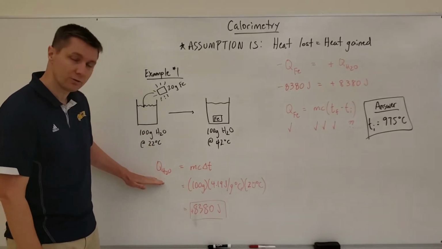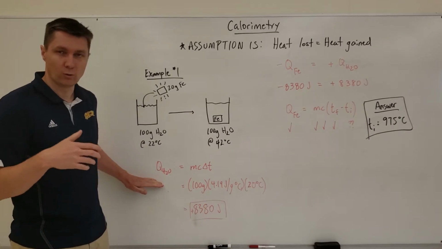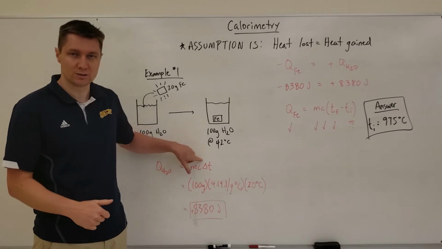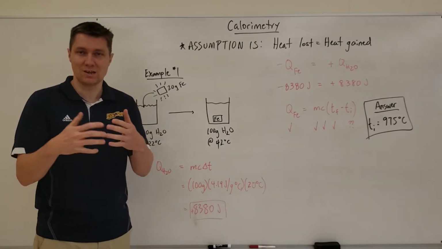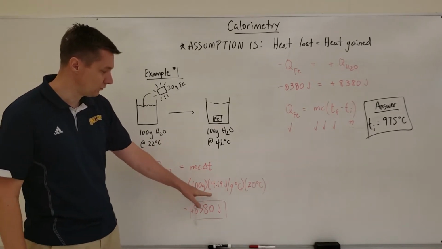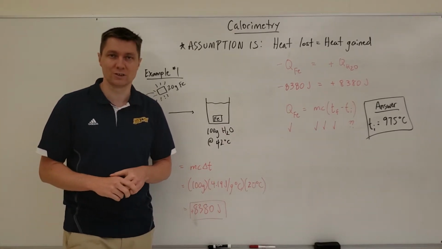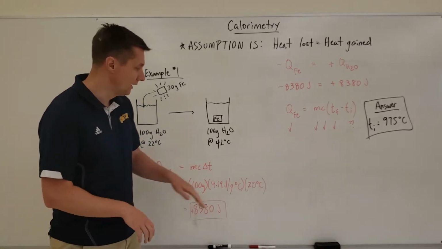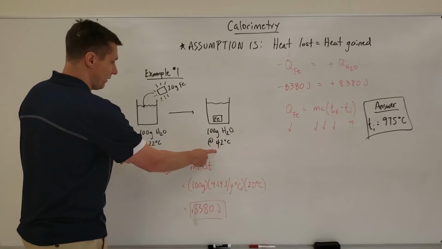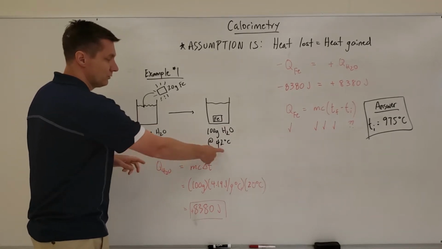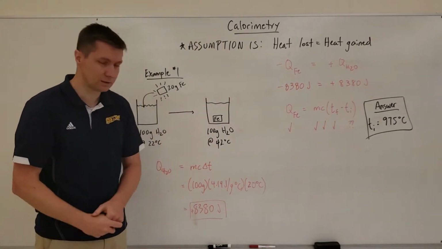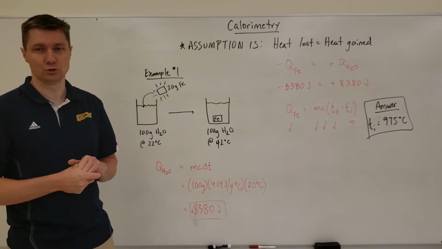So if I am calculating the amount of heat that was absorbed by the water, I must use the mass of the water, the specific heat capacity of the water, and the temperature change of the water. You can see I plugged those numbers in: 100 grams of water, 4.19 joules per gram degree Celsius is the specific heat capacity of water, and then the temperature change was a positive 20 degrees Celsius. When we went from 22 up to 42, that was an increase of 20 degrees. I plug that into my calculator and I get this number, 8,380 joules.